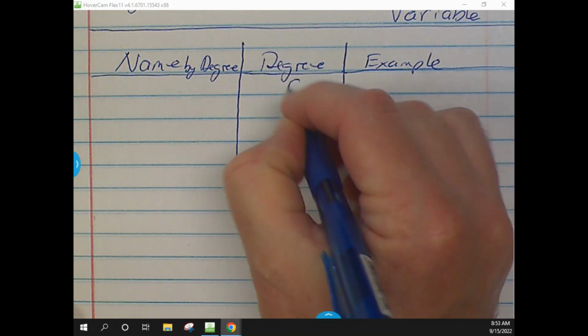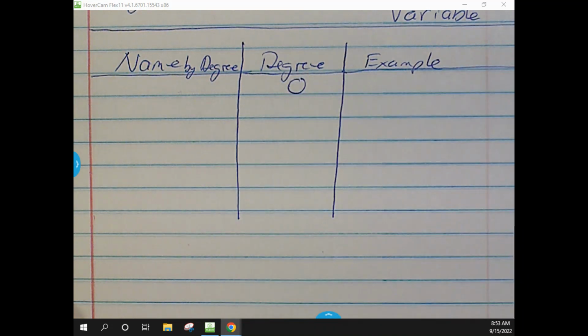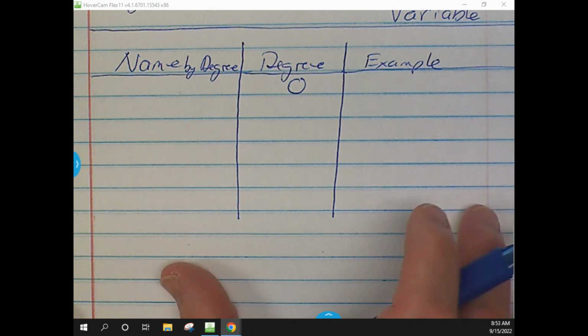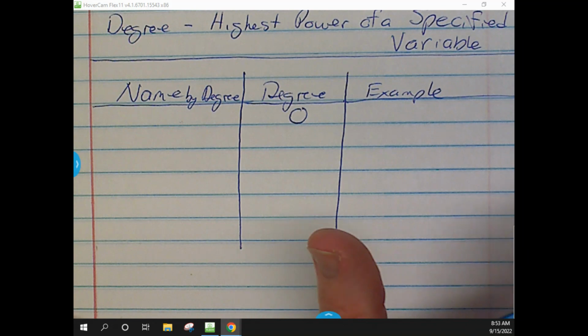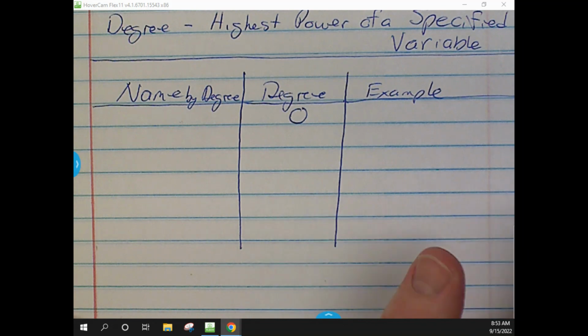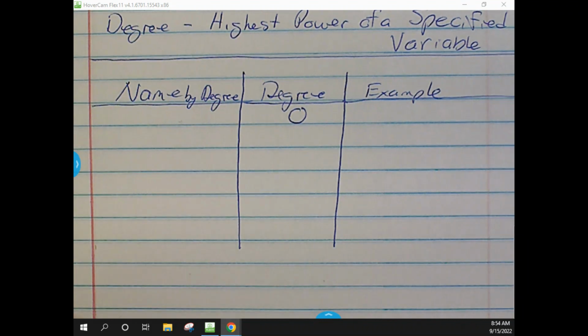So if we start off with degree of 0, which means that your highest power is the 0 power. If you do x to the 0 power, what's that going to be? Did we talk about that already? Okay, that's coming up shortly. If you do anything to the 0 power, it's just 1.